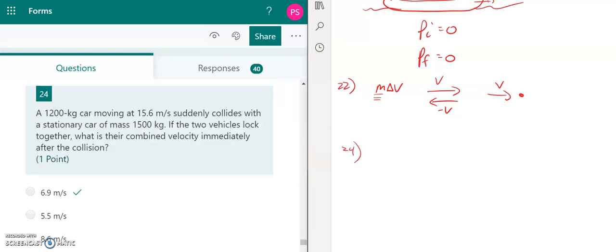24. A 1,200 kilogram car moving at 15.6 meters per second collides with a stationary car of 1,500 kilograms. They lock together. What's their combined velocity? So you've got 1,200 going at 15.6, collides with 1,500 stationary. Their masses are going to couple together, so 1,200 plus 1,500 times v. Solve for v, you get 6.9.